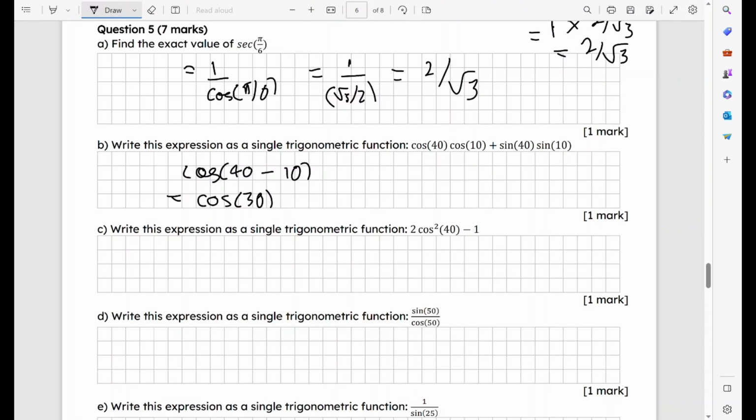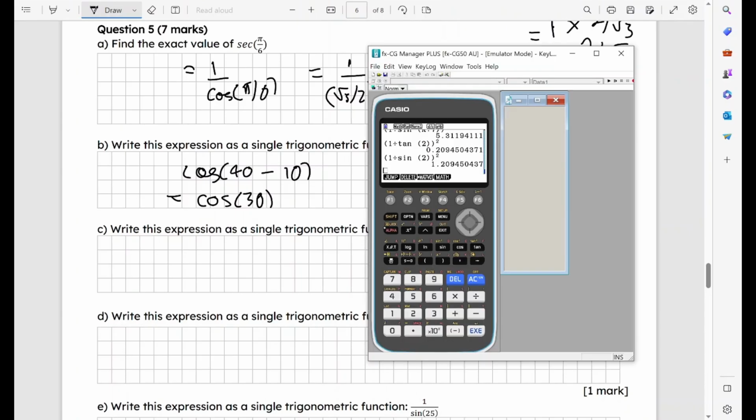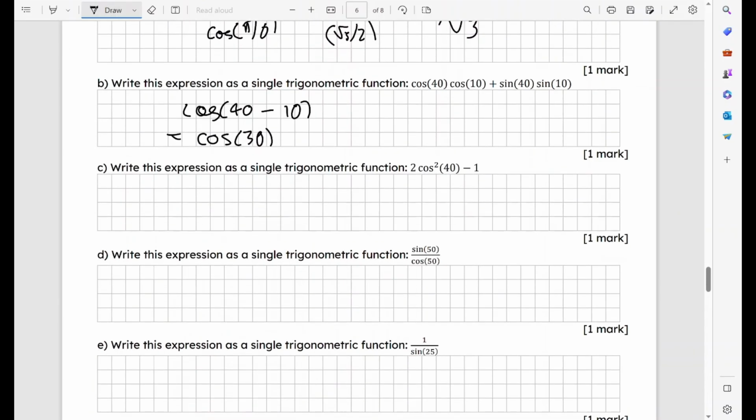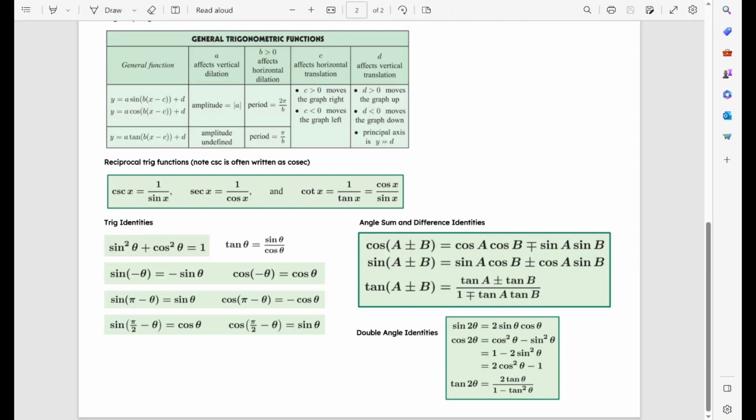Now, one way you can actually double check this is with your calculator. Make sure you're in degrees, because these angles are now in degrees. If we look at what cos of 30 is, it's that number, root 3 over 2 or 0.866. And then on the right-hand side, if we look at cos of 40, cos of 10, plus sine of 40, sine of 10, it's, again, 0.866. So that's good news. We got the same thing. And the next one, 2 cos squared of 40, take 1. It appears to look like this one here, 2 cos squared, take 1.